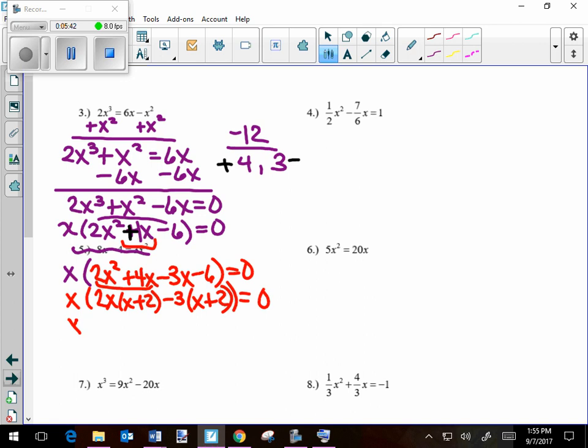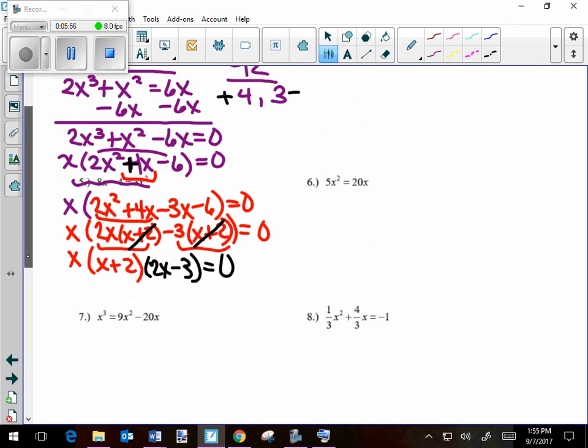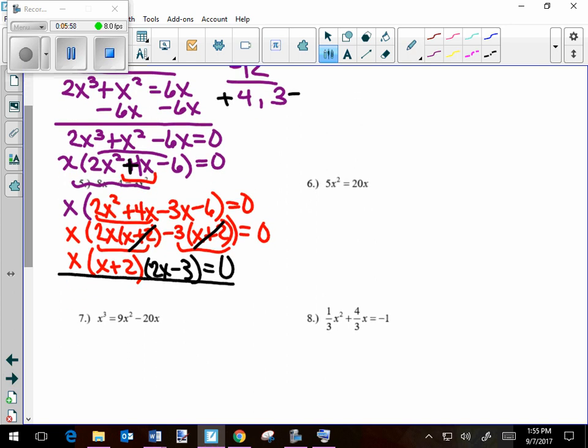And then I say, what do these terms have in common? That's this one, and they both have an x plus 2. What's left over when I take that x plus 2 out of both of them is a 2x minus 3. And at this point, both of those factors get set equal to 0. In this case, I have 1, 2, 3 factors, and all 3 need to get set equal to 0 because they all have a variable in them.